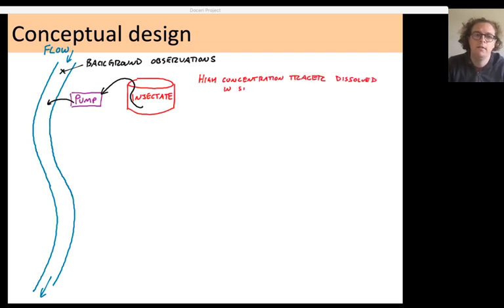So our injectate is a high concentration tracer, and we'll have dissolved it in stream water. So we're not bringing that all from the lab, we're bringing just the tracer to the field site with us, and we're dissolving it in water from the field site. So the background concentrations that we measure upstream match the pre-tracer concentration in our reservoir.